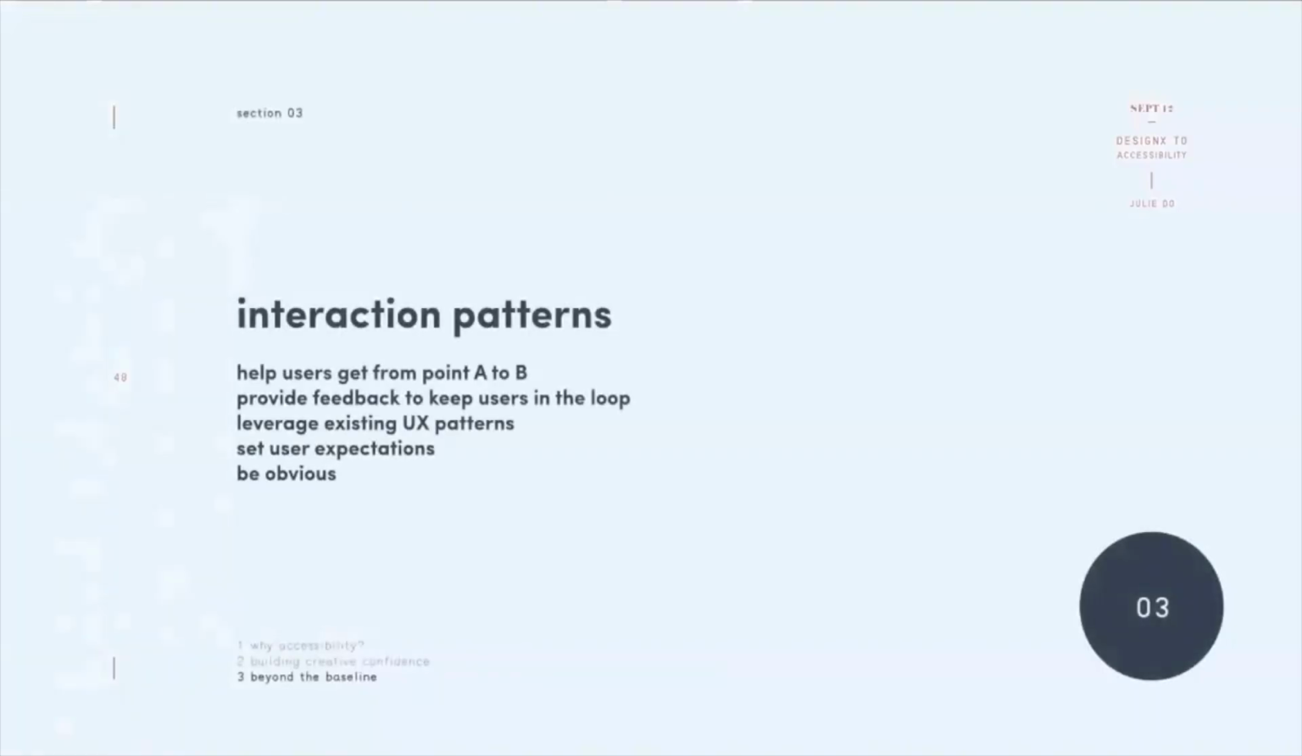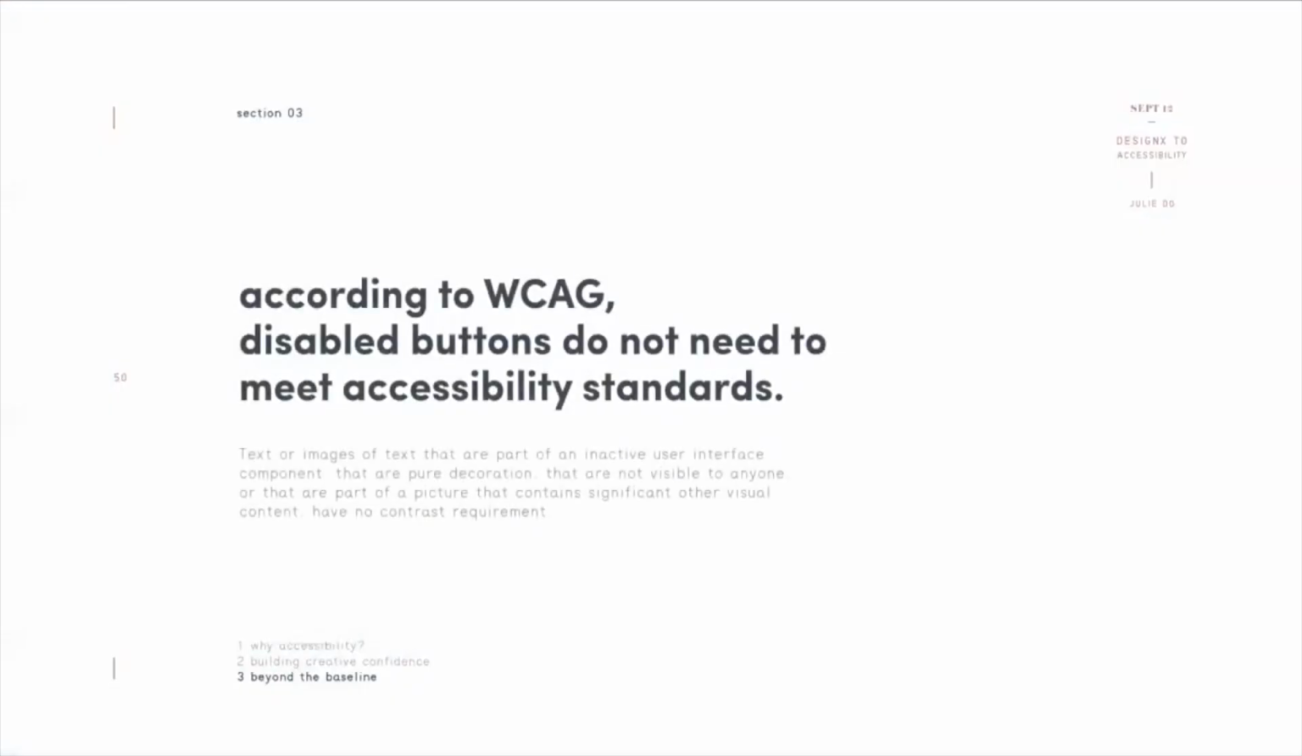So the next principle that I want to get into is thinking about interaction patterns. Some of the key principles that relate to that are: how do we help users get from point A to point B? How do we provide feedback to help our users be in the loop with what's actually happening in the UI? How do we start leveraging existing UX patterns that already work? And two principles that have come up quite often are how do we set our users' expectations and how do we be very obvious with the designs that we show?